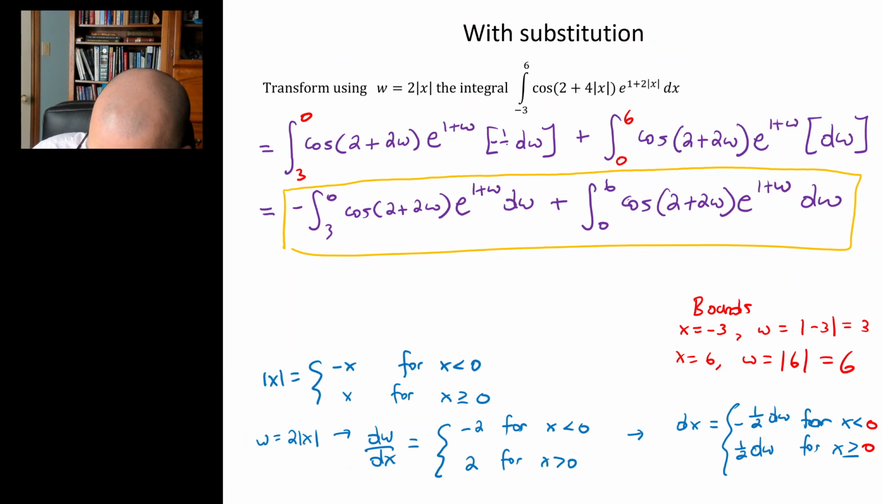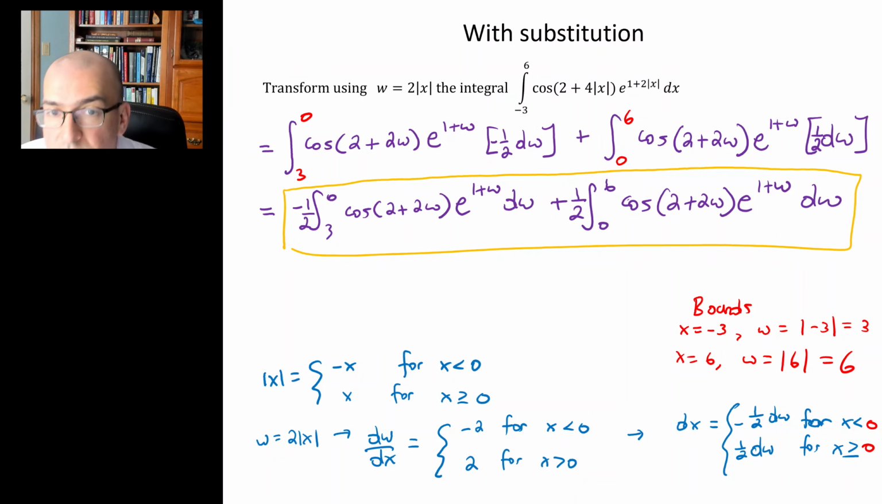See, I need you guys. I need you to be in the room to yell at me and say, "Fix it, fix it. Where'd it go? Where'd the 1/2 go? Where'd the 2 go?" So that would be the correct answer now.